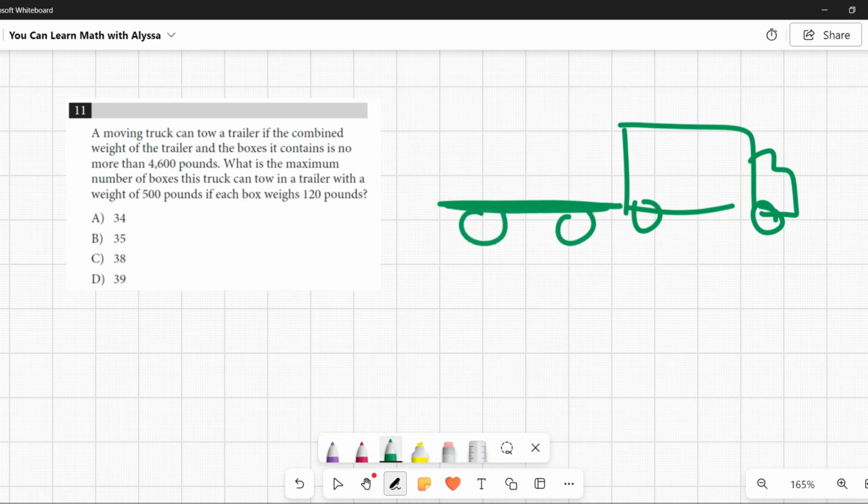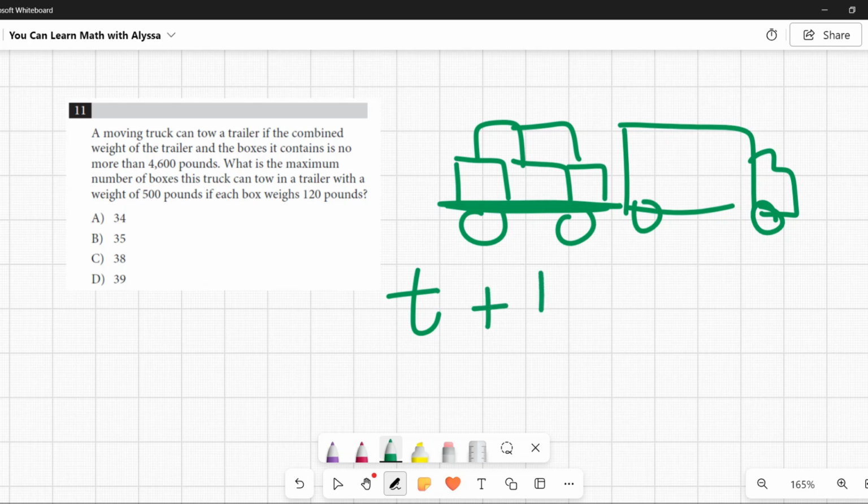High-tech drawing here. And so it can do this if the combined weight of the trailer and the boxes on it is 4,600 pounds. So I'm going to say the trailer plus the boxes has to be equal to? No, it's not, because it says no more than. So it could be less than that. It doesn't have to be 4,600 pounds. So it has to be less than or equal to. It could be 4,600 pounds, but no more.